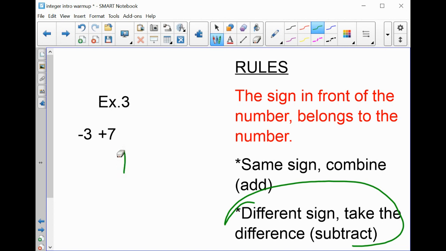Okay. And the rule is, we're always going to keep the sign of the bigger number. Whatever number is bigger, you always keep that sign. That should have been written in our notes. Not sure why that wasn't written in, right? So we get then: keep the sign of the bigger number.